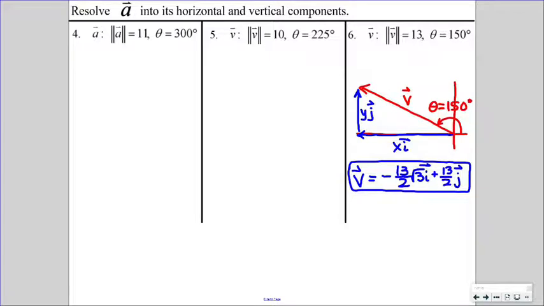All right, there we go. When our magnitude is 13, theta is 150, which leaves us with another 30, 60, 90. The horizontal and vertical components then are negative 13 root 3 over 2 i hat plus 13 over 2 j hat.